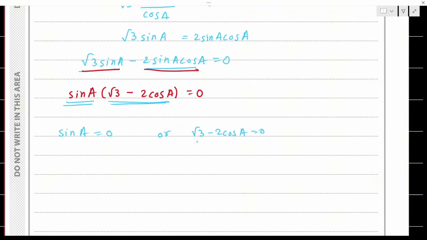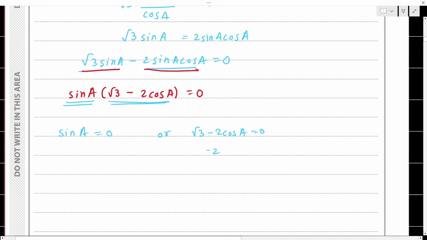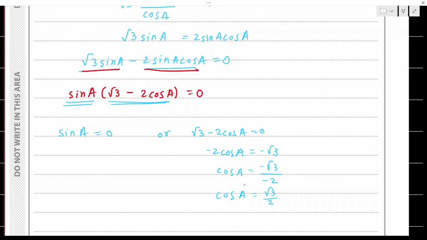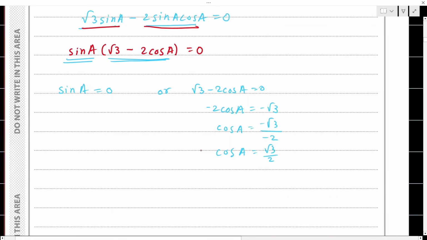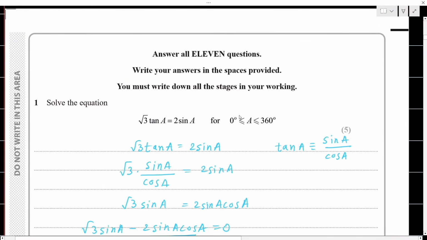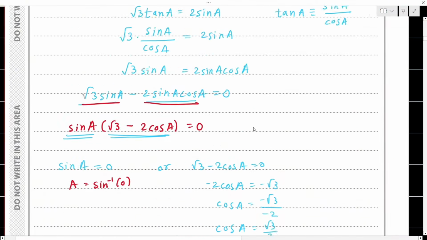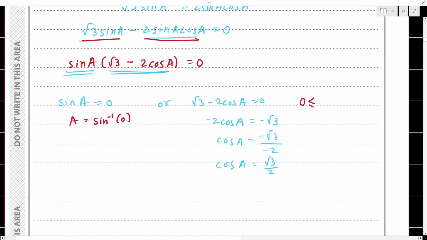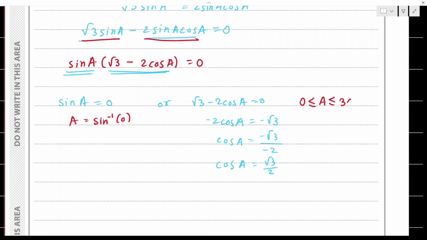If I simplify this expression, we will get minus 2 cos A is equal to minus root 3, and cos A will be equal to minus root 3 divided by minus 2. So ultimately cos A is equal to root 3 by 2. In the first expression, A will be equal to sine inverse of 0. From the question, we already know the range of A. Our value of A exists between 0 and 360, so A is greater than or equal to 0, but less than or equal to 360.